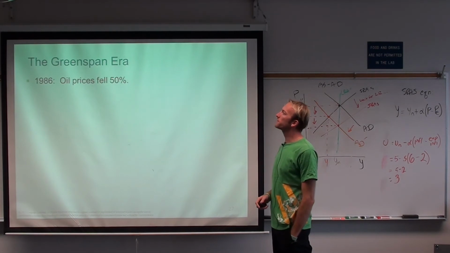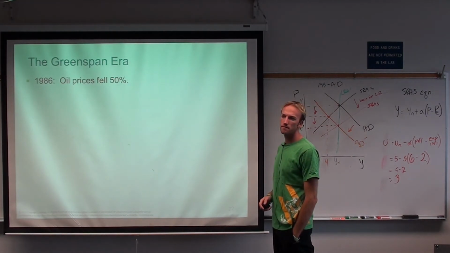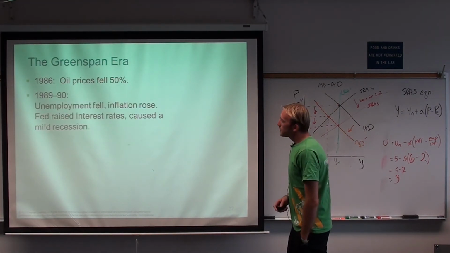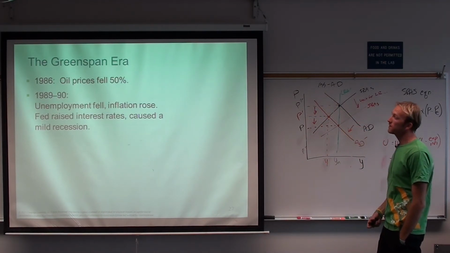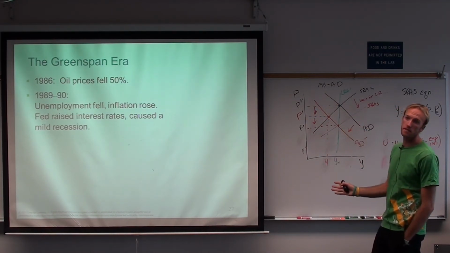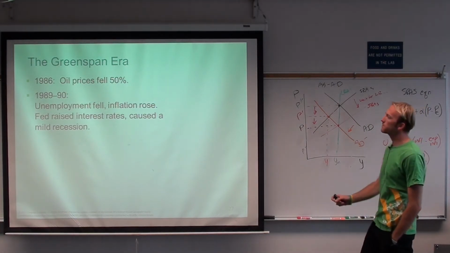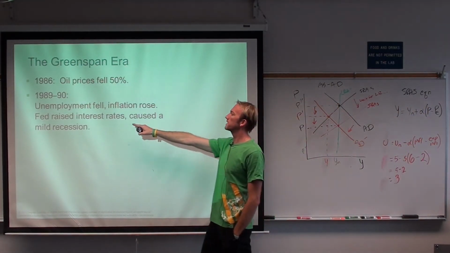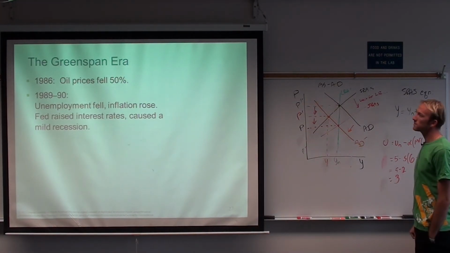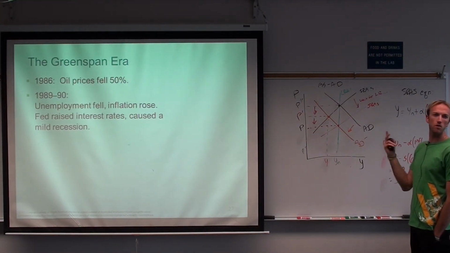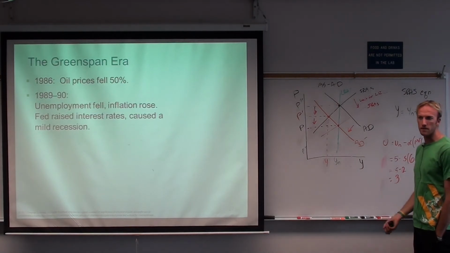Oil prices fall 50% in 1986. Okay? 1989 to 1990, unemployment fell, inflation rose. The Fed raised interest rates, caused a mild recession there. How does the Fed raise interest rates? They suck money out of the economy and they move the AD curve to the left. Okay? This is just kind of completing the story that I started telling you from the 1960s.